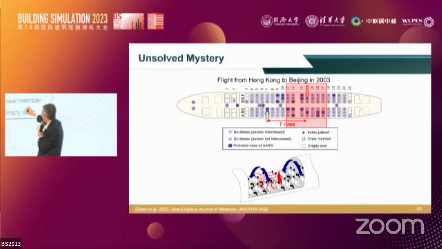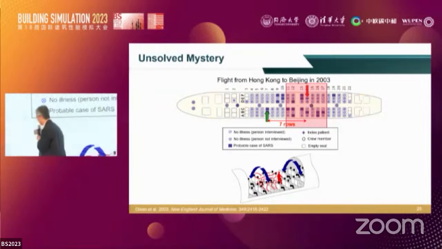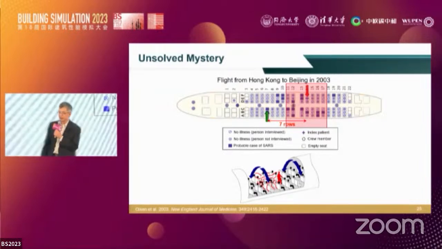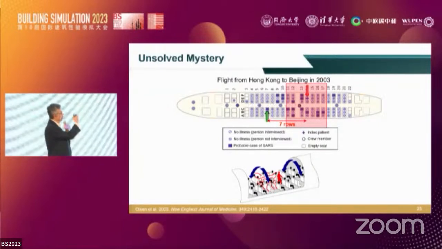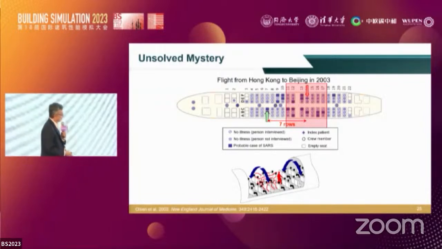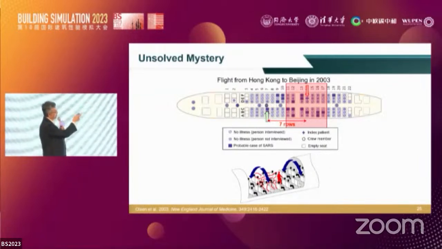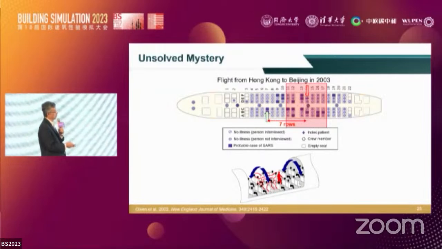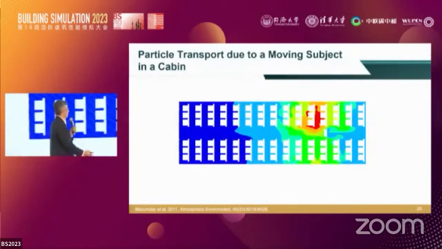However, in this scenario, there were 2 people who sat 7 rows away. They were still getting infected. So what's the reason behind that? We suspect that somebody moving around might cause the issue. So let's do a simulation, with a passenger or crew member walking along the aisle. So here is the result, okay?